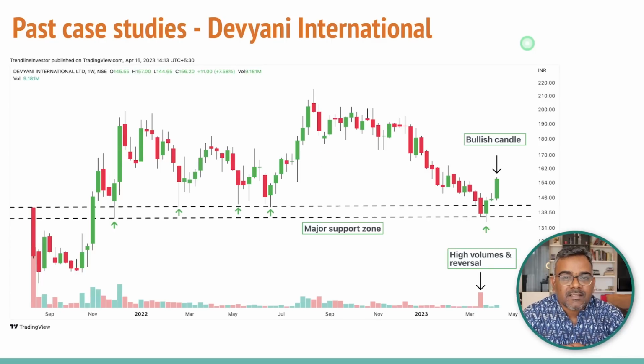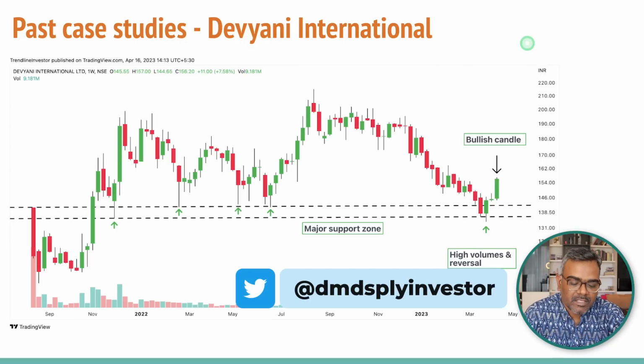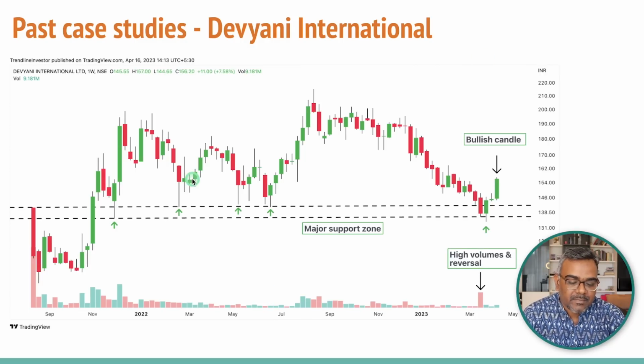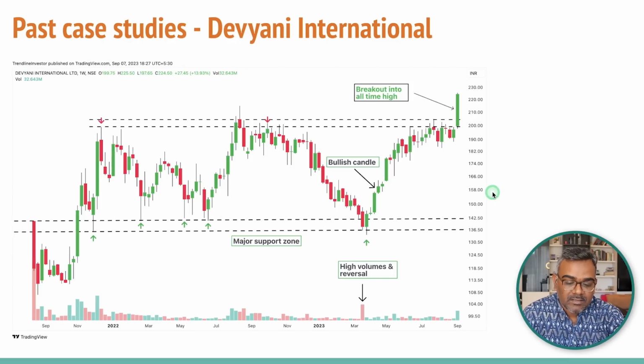So this is one of the past examples that I posted on Twitter. I've also discussed this multiple times, and this is the major support zone, and that's what we are going to focus on. Now, this was a chart that I posted on Twitter, and after I posted, the stock literally went all the way up and also has given a massive breakout here.